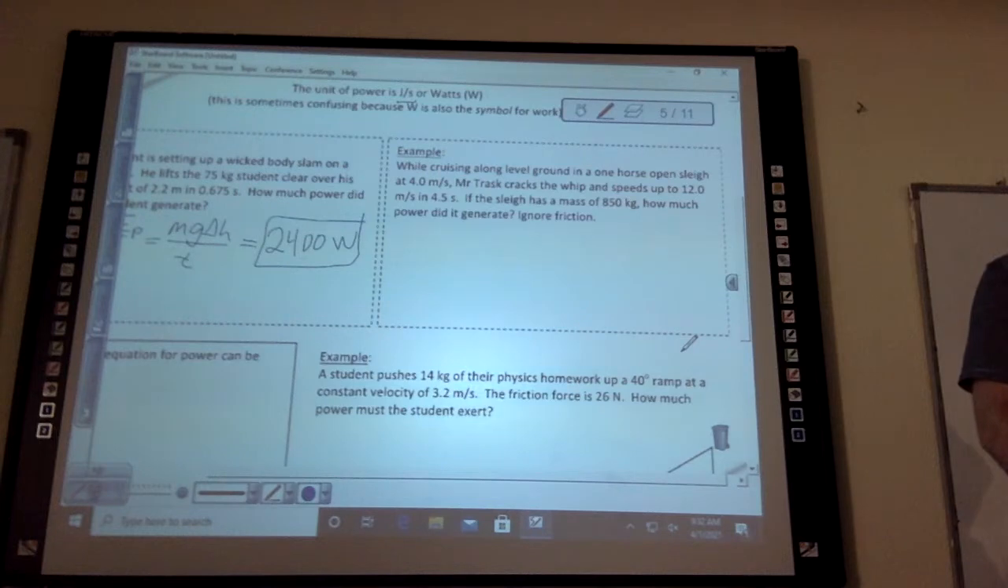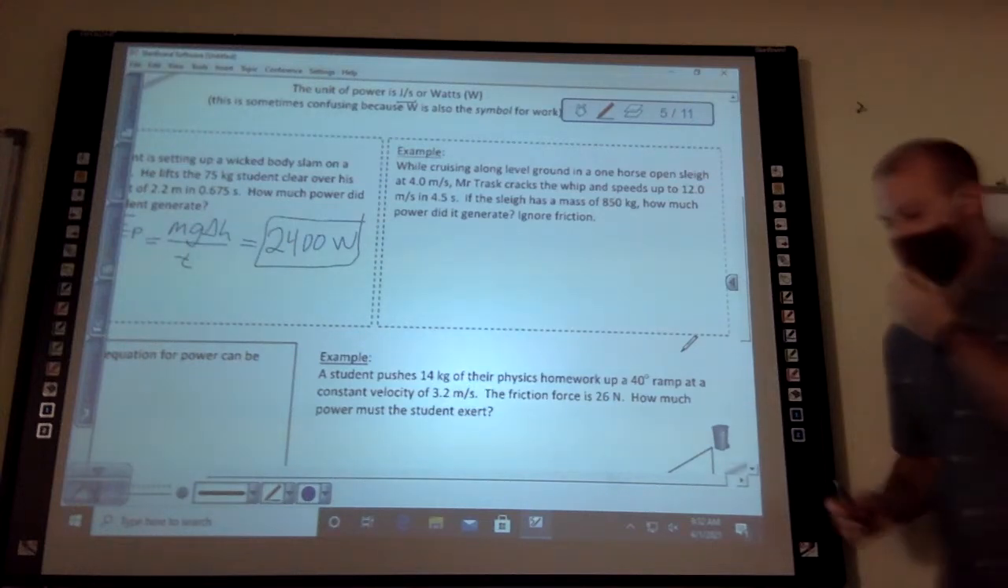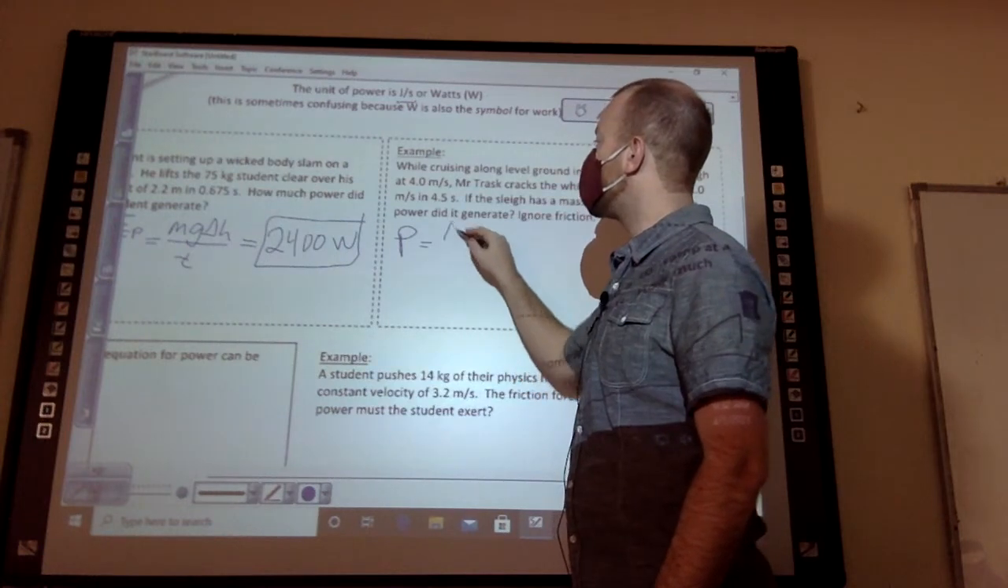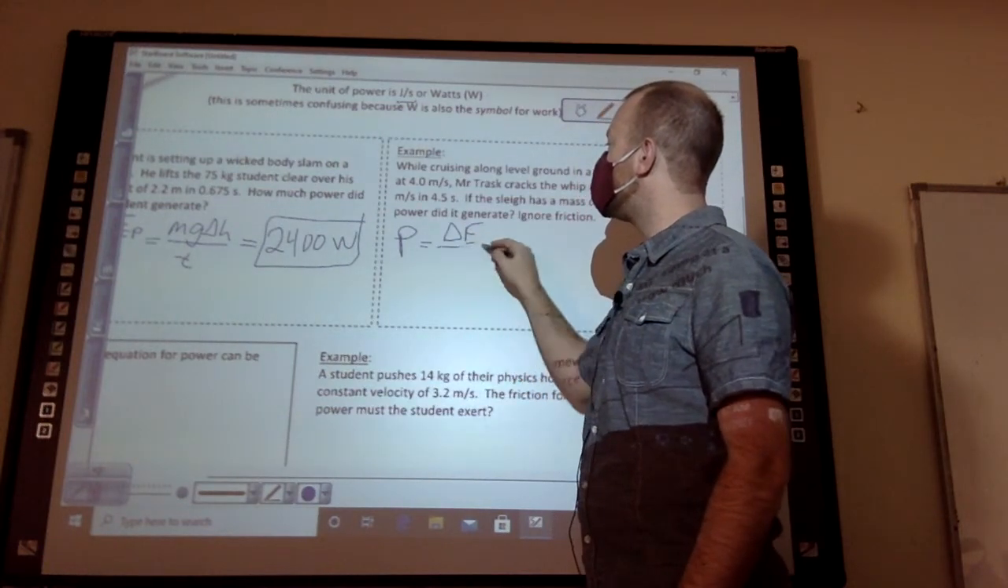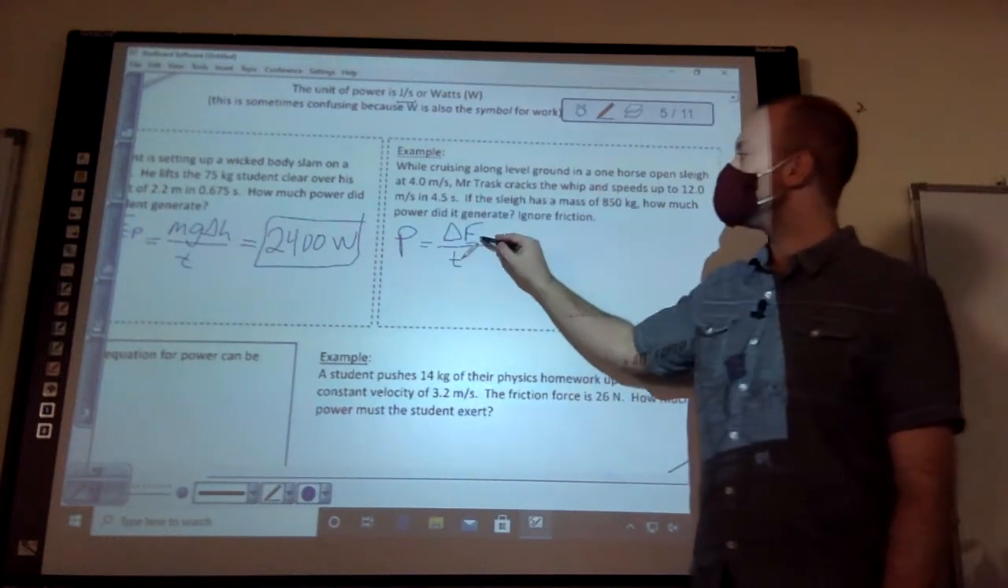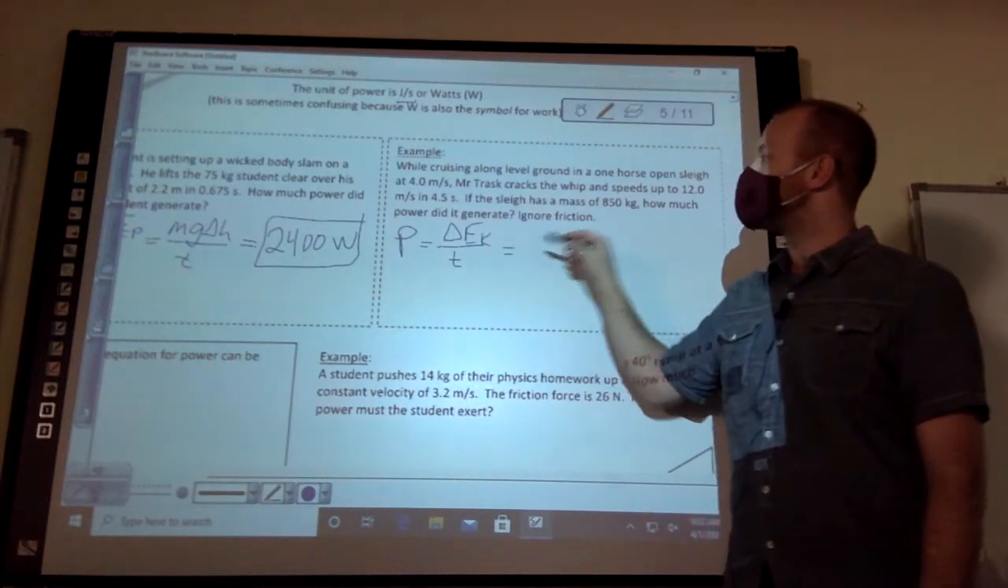So we've got Mr. Trask, that's who I got the notes from. He is traveling at an initial velocity, then you have a final velocity, you've got time, and you're given mass. We want to know power. And we're going to ignore friction in this case. So again, we're dealing with change in energy. This time, your velocity is changing. So it's change in kinetic energy.